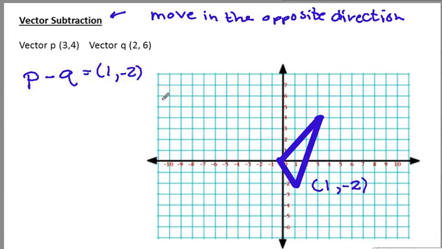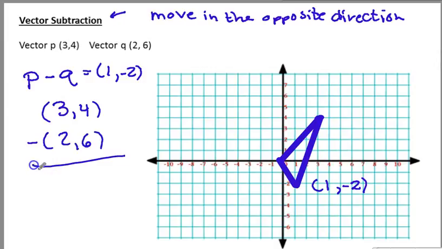You can use the same shortcut for subtracting vectors that we do for adding them. So simply subtract the x component, subtract the y component. So if I start with 3, 4, and I subtract 2, 6, I'm just going to take 3 minus 2, which gets me 1. 4 minus 6, that's negative 2. And if you look, this matches the answer we got through drawing.